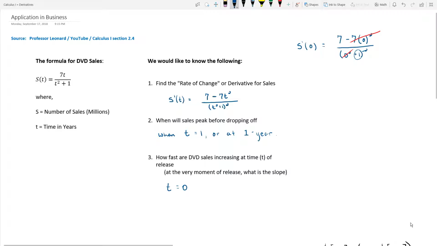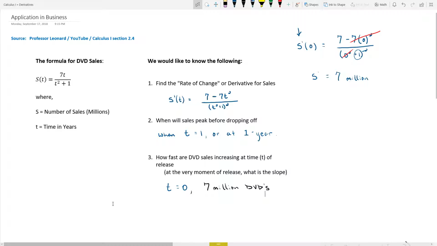So we end up with 7 as our slope. Well, in the context of this problem, what we're dealing with and what we found is that 7 million DVDs are being sold at the time of release. So that's our slope, and that is the solution. So at t equals 0, we have 7 million DVDs that are being sold.